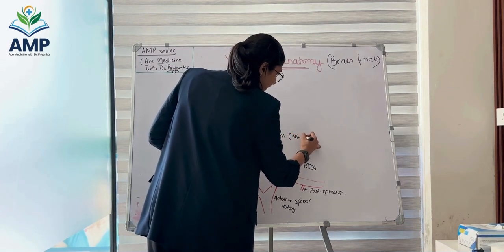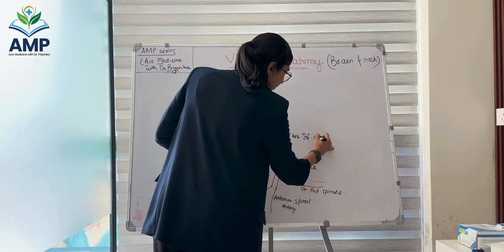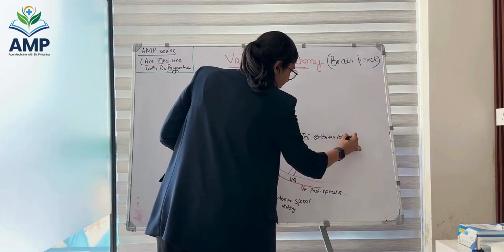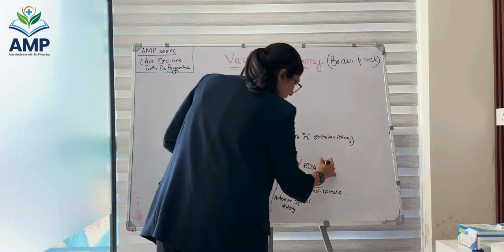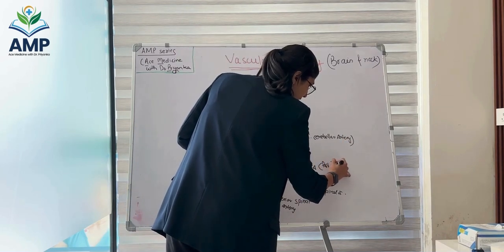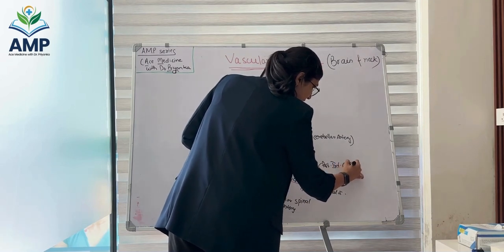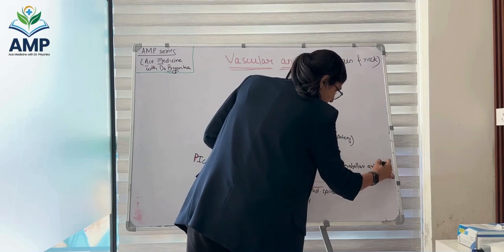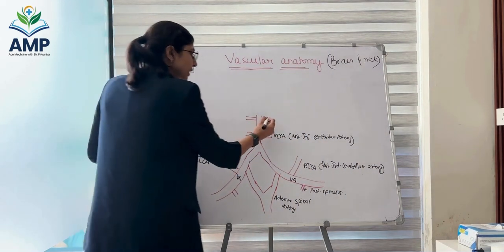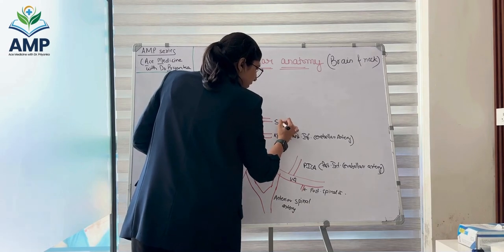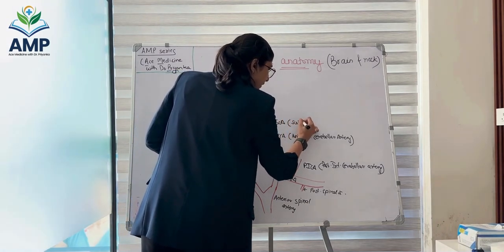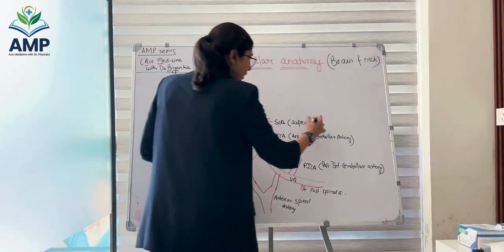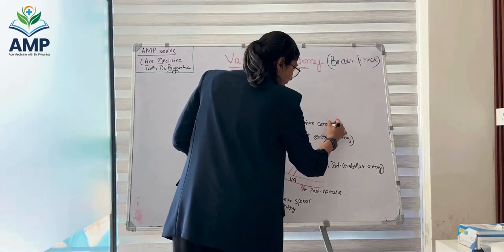This is the anterior inferior cerebellar artery. Similarly, this is the posterior inferior cerebellar artery. I hope you have noted this down. The branch over here is the SCA. Now this is the superior cerebellar artery.